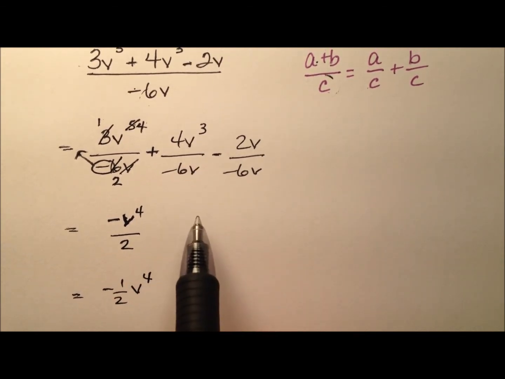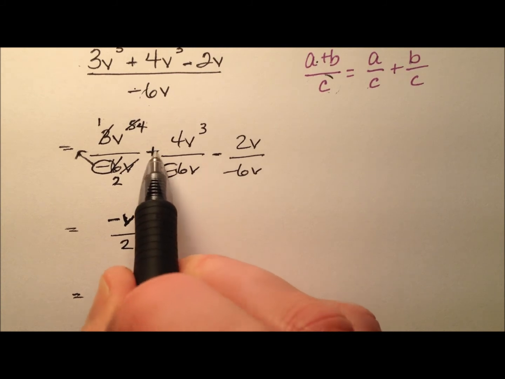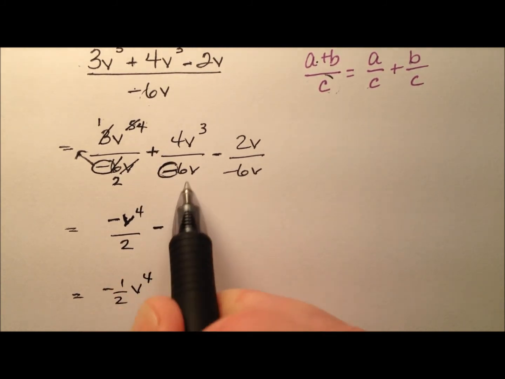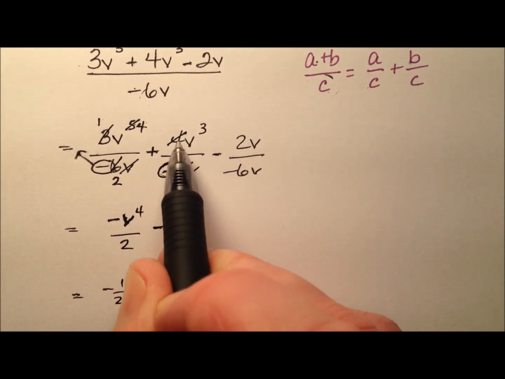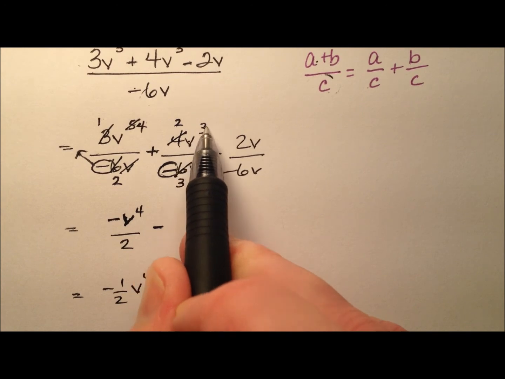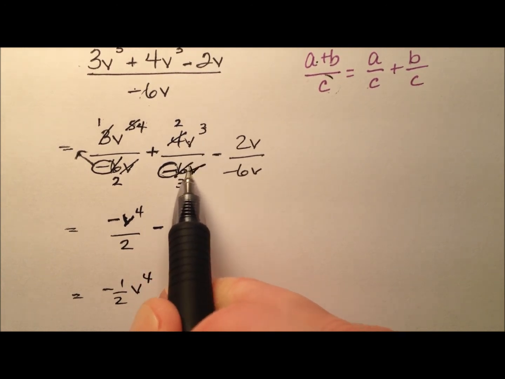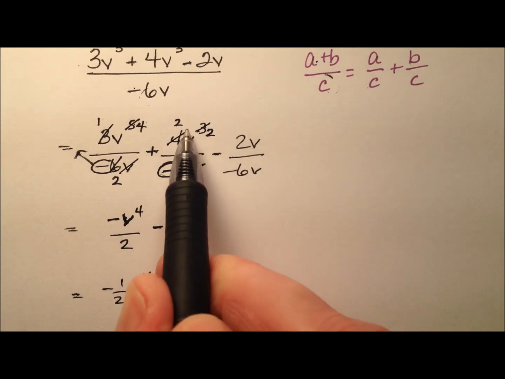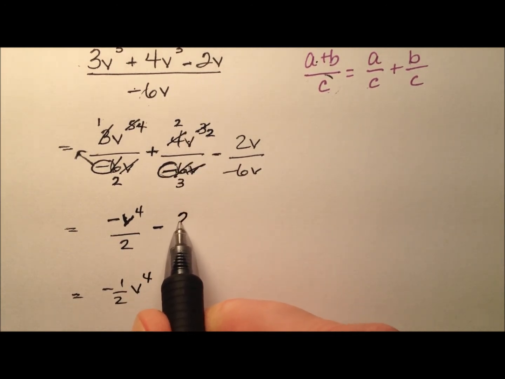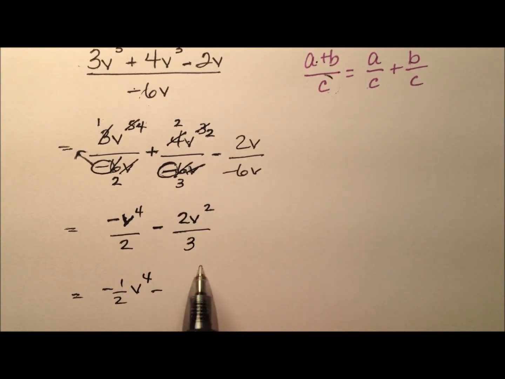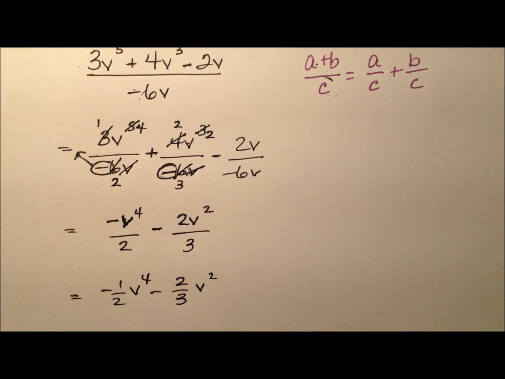Okay, so let's look at the second one. So we have plus and one negative. So this negative here is going to end up making this a subtraction. And then we have 4 and 6, which I can simplify to make a 2 and a 3. And then the v cubed divided by v, I can cancel this v with a 3 and have a 2 right there. So it looks like in the numerator I have 2v squared over a 3 in the denominator. Or again, you can say negative 2/3 v squared.